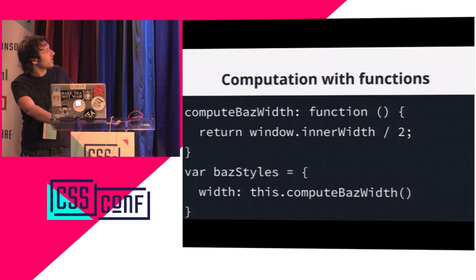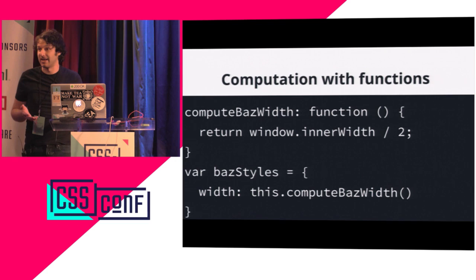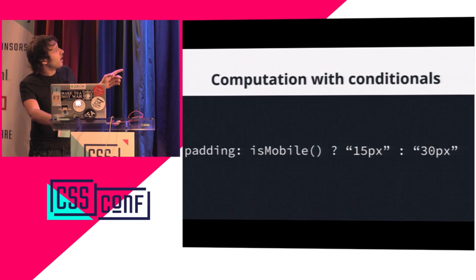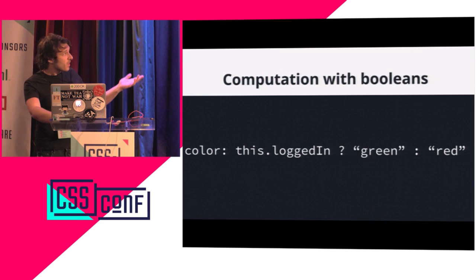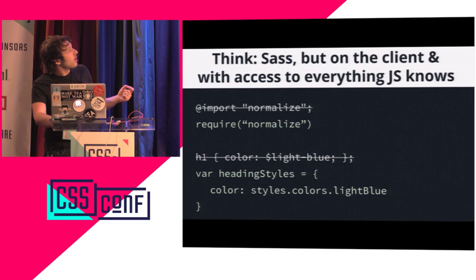So, computation with functions. You could say the width should be computed, and you could get access to the window. I'm going to show you an example of this in just a moment. There's an example called molten leading, where the line height is a function of something else. Hard to do, but not with this. Having a ternary, you can check a global condition, a global flag, a boolean, and then set padding. Think SAS, but with access to everything that JS knows, and not compiled to a declarative syntax, not compiled to CSS. Just variables, just in the JavaScript runtime.